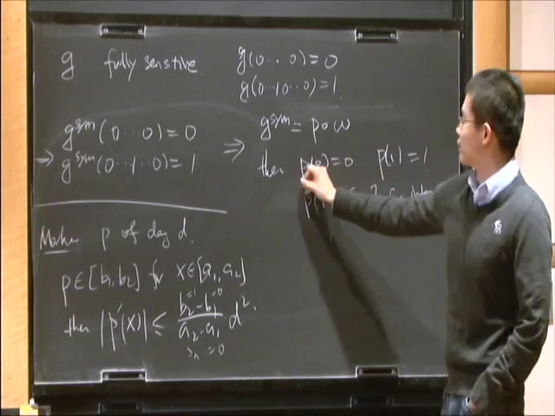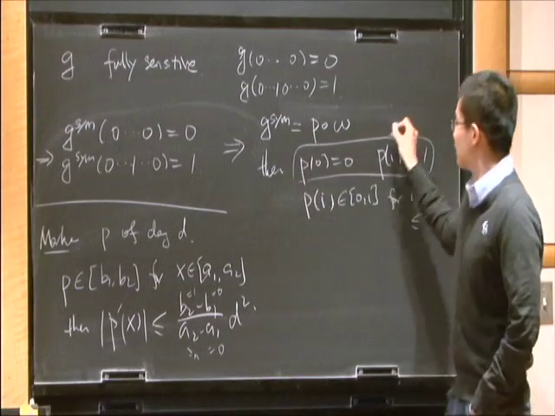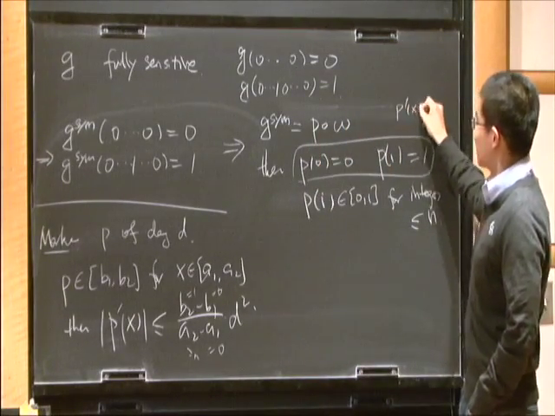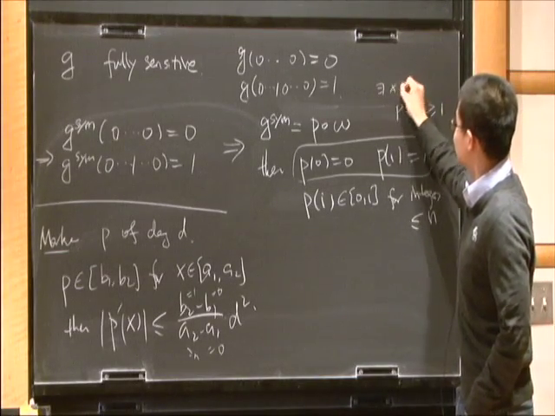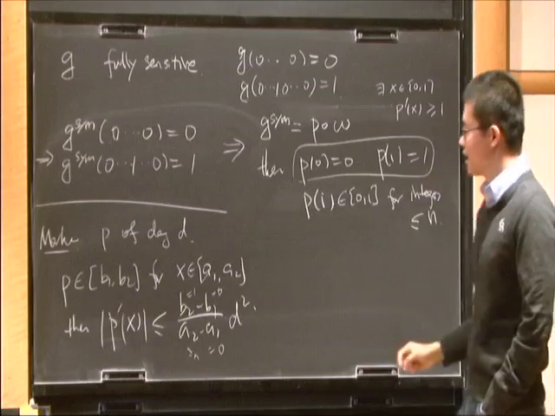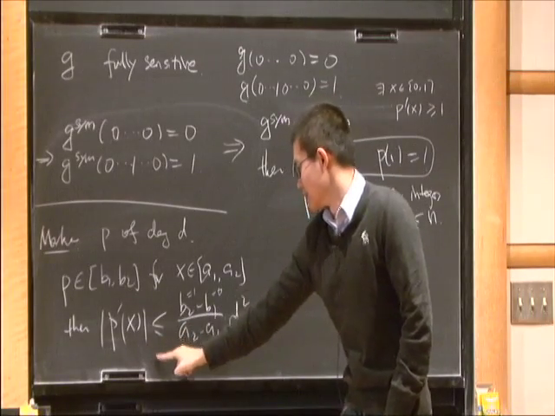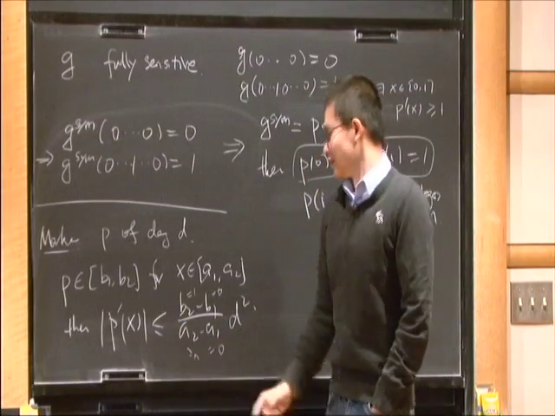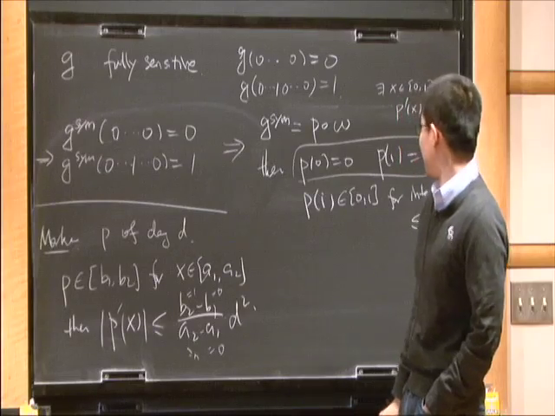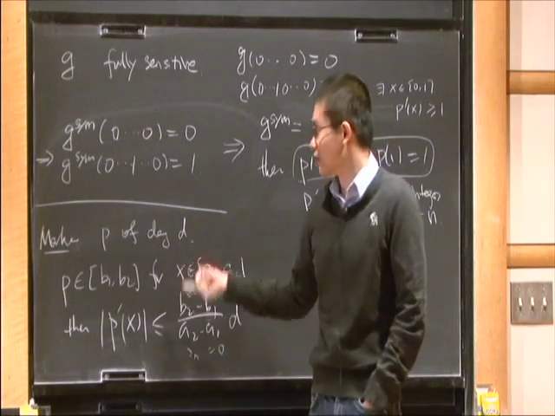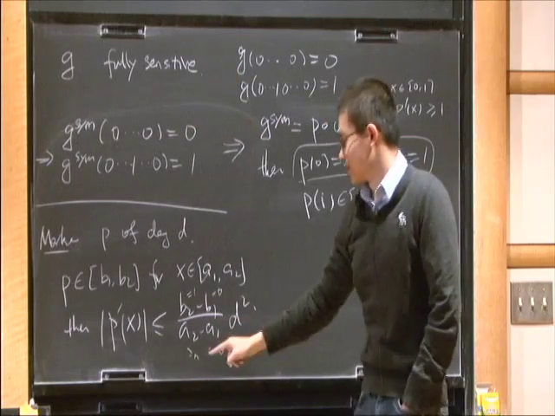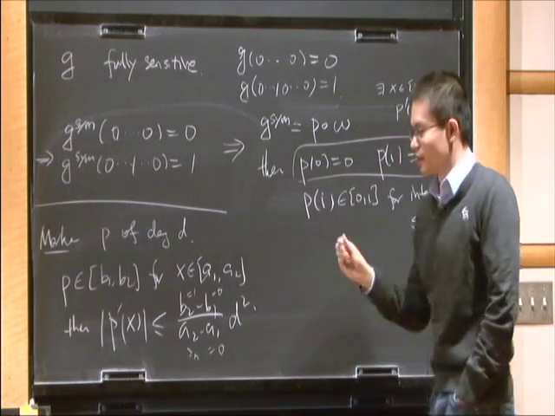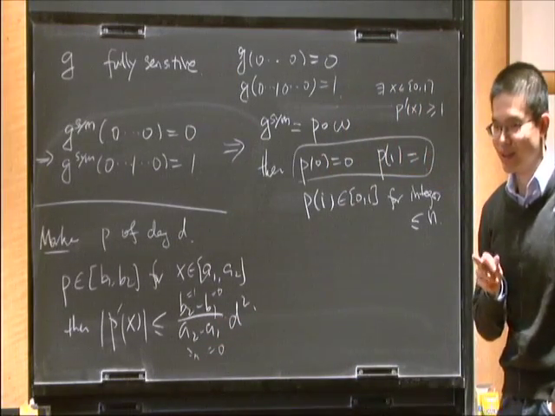But we know that between 0 and 1, there must exist some s such that the derivative is greater than or equal to 1. Then this will give you 1 less than or equal to d squared over n. n is just the number of variables, so it's also the sensitivity. So this gives n less than or equal to d squared. That's what we need to prove. But I was cheating a little bit.